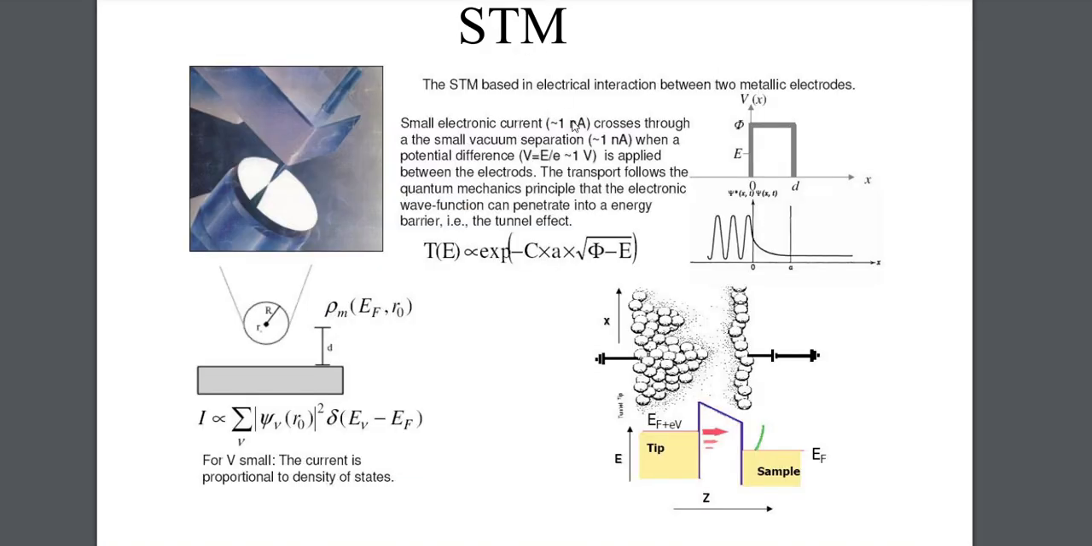The STM is based on the basic principle of the electrical interaction between two metallic electrodes. It consists of a sharp tip that is connected to the cathode of the battery and the sample to the anode. When the tip is brought very near to the surface of the sample, electrons tunnel through the vacuum separating the tip and the sample. The tunneling probability decreases as the tip to sample separation increases.